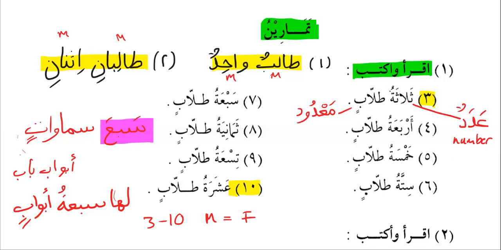So why does he use a feminine number? Anyone? Because the word we're counting is masculine, and it's from 3 to 7. لها سبعة أبواب.